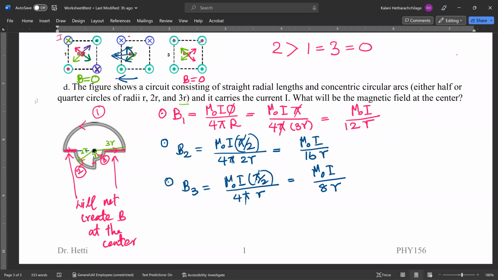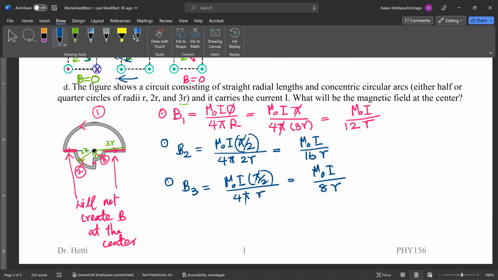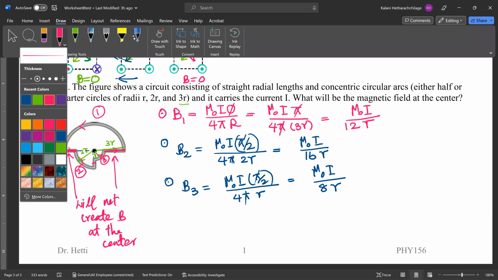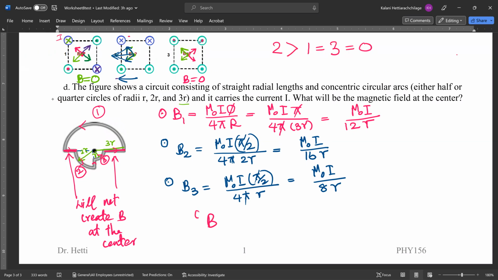So now we have three pieces. Since all of them are in the same direction, we can write that the net B will be in outward direction, and you can add them all, B1 plus B2 plus B3. Okay. So now mu naught and I and r are common. What you have is, in the first case, 1 over 12 plus 1 over 16 plus 1 over 8. Okay. So that will give you the total B.